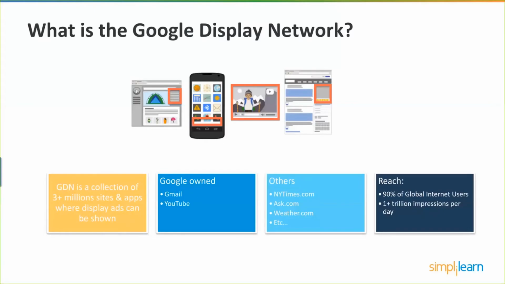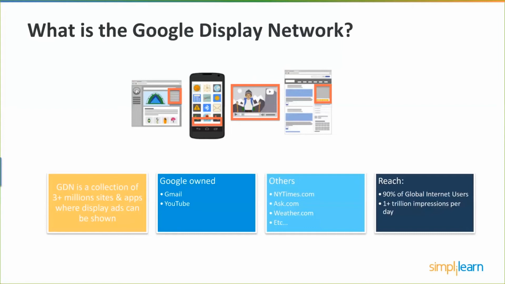So first off, when we say, what's the Google Display Network? It's a collection of 3 million sites and apps where ads can be shown. So it's not search any longer, right? With search, someone's actively looking for you. With display, you're often attracting them away from the content they're engaged with, be it video, other text on a page, and so forth. Now, 2 of the largest of the display partners are owned by Google, YouTube and Gmail.